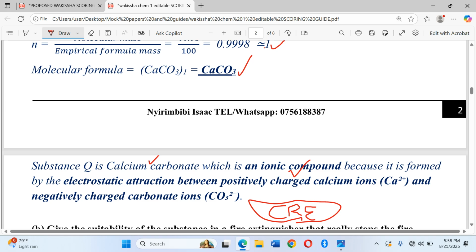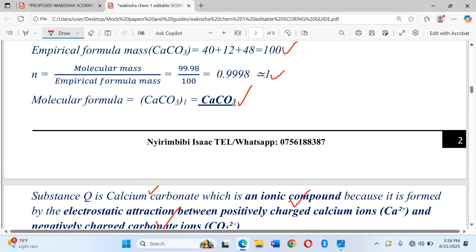So we have the example, which is calcium carbonate, and then ionic compound, that is the category. Then we give the reason. So I say it is an ionic compound because it is formed by the electrostatic attraction between positively charged calcium ions and negatively charged carbonate ions. So you also get your score. So that was our number 2, part 1.